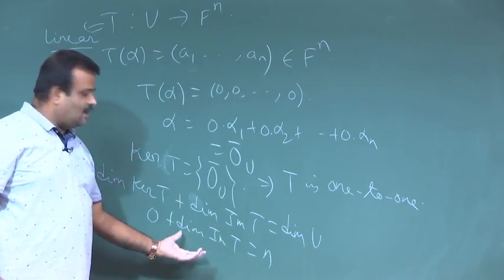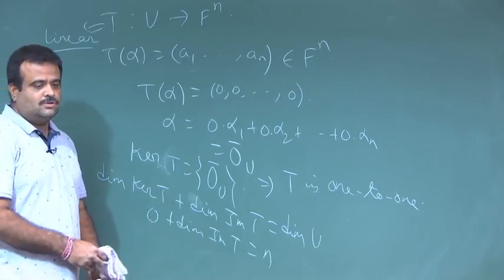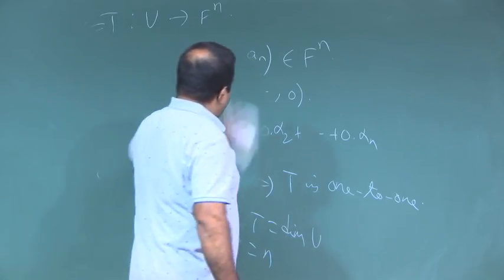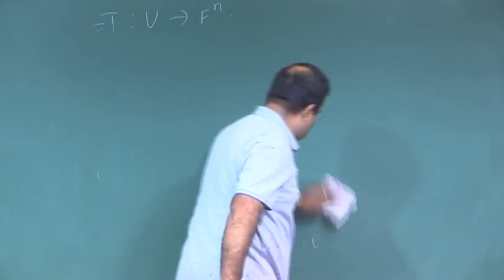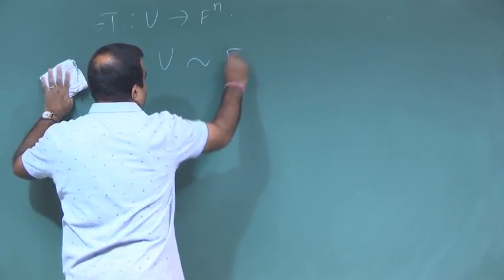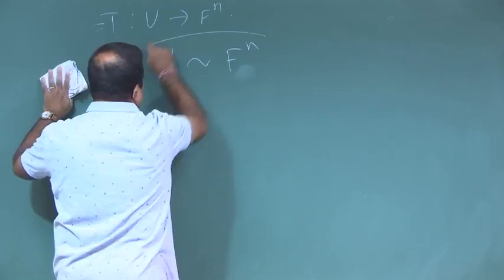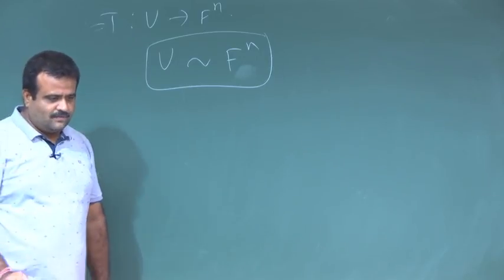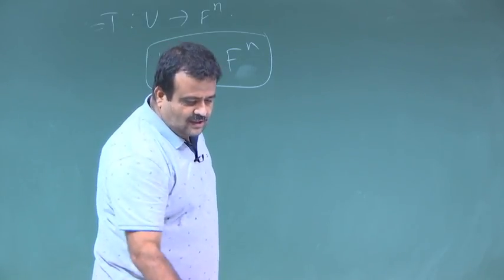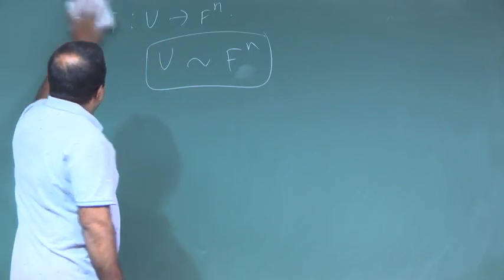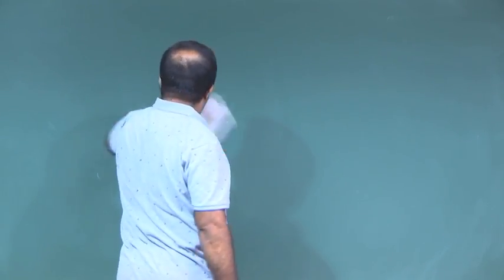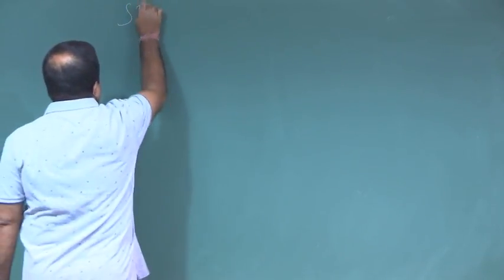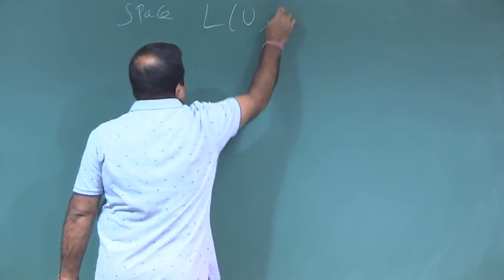So, that is basically F to the power n covering. So, this is basically onto also. So, this is a 1 to 1 mapping. So, that means U and F to the power n are isomorphic. So, U is isomorphic with F to the power n, if U has dimension n and F is the underlying field. Okay. So, this is the isomorphism.